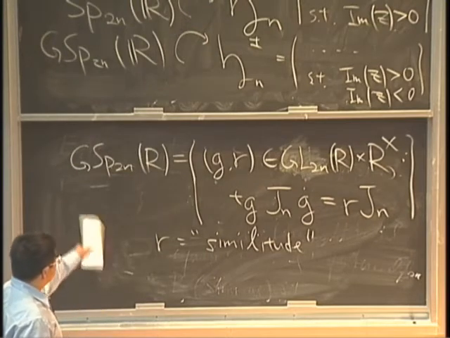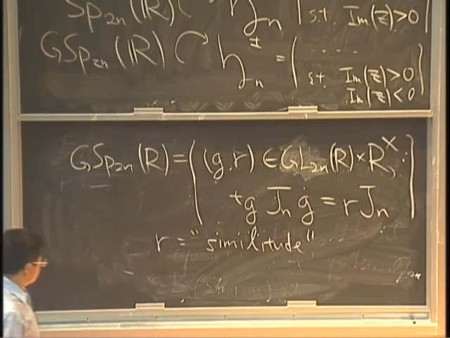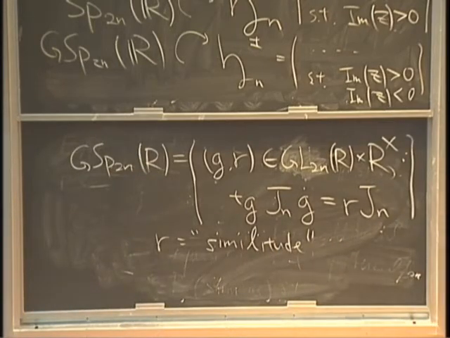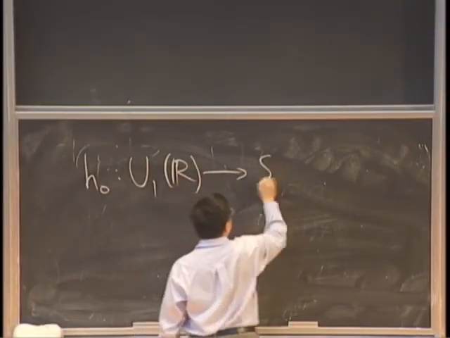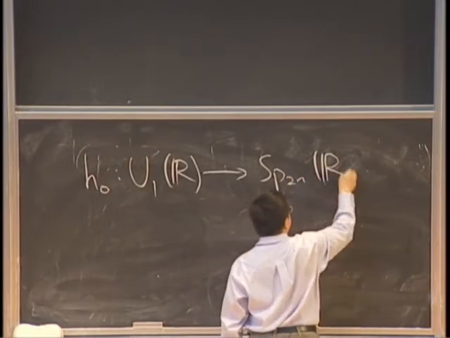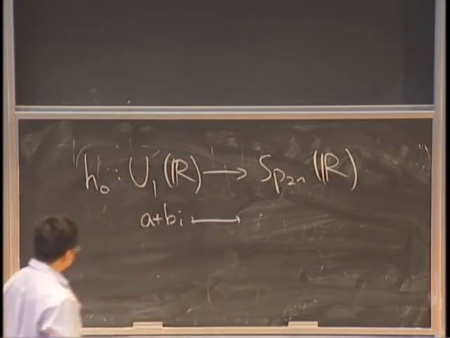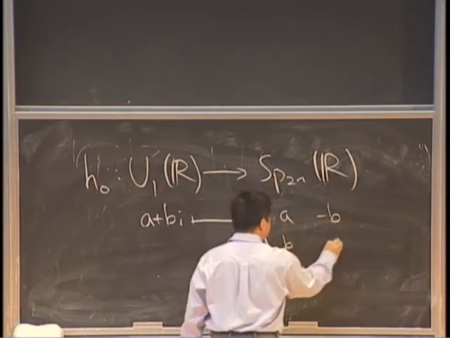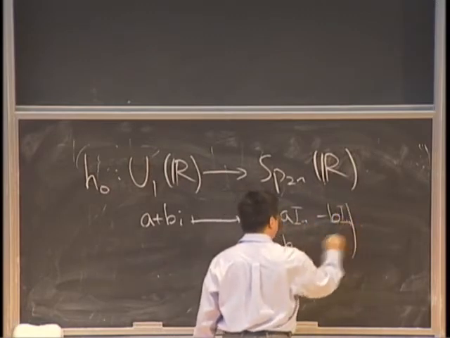If you allow something like this, then your group is larger, and you also act on a slightly larger space, in fact, not too much larger. You might wonder what is the advantage of this. One advantage will be the following. If you remember, we had this map h naught from U(1) to the real points of this group. I just sent a plus bi. What was the sign convention yesterday? I think it was something like this. Each of them are actually n by n blocks, to be fair.